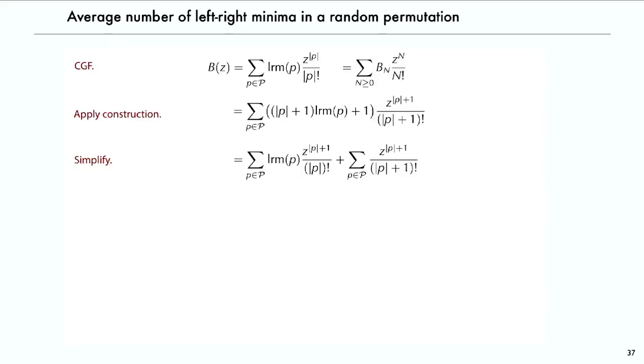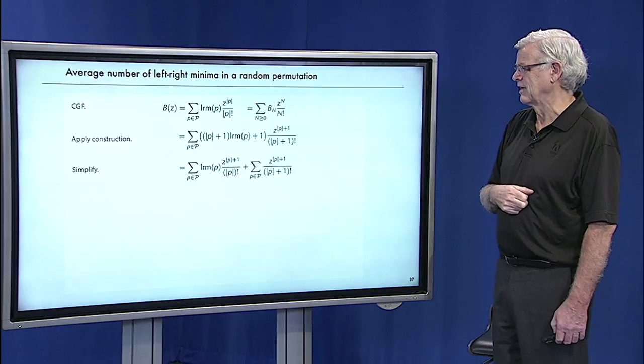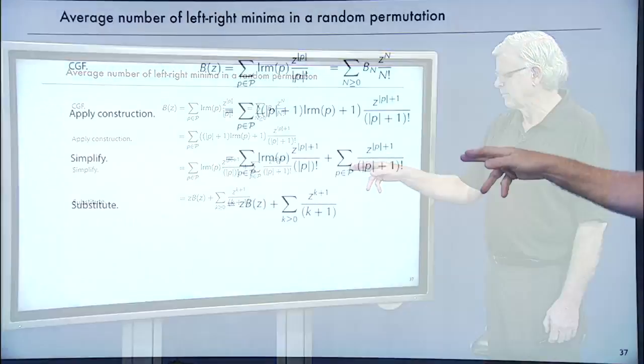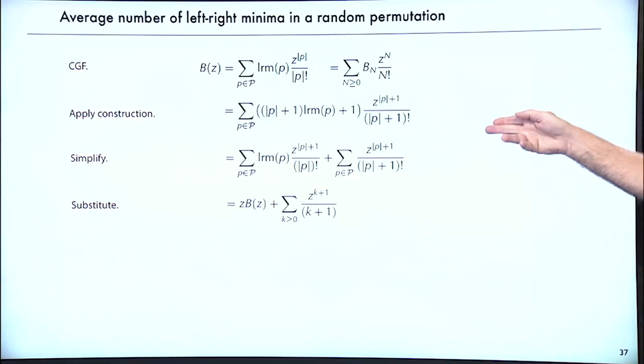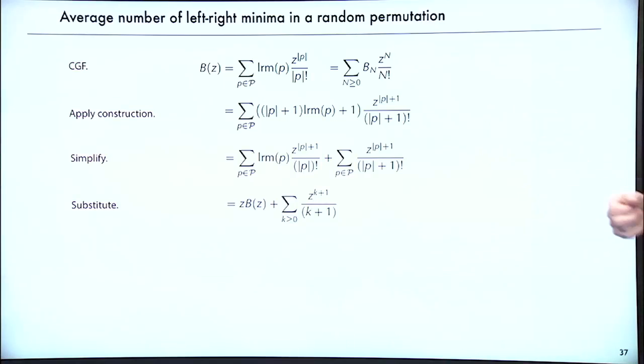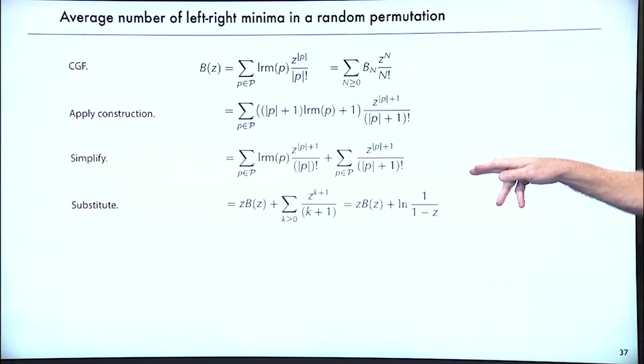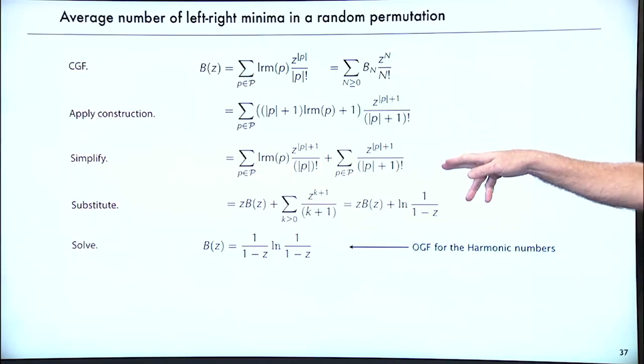The first one, if you look up at the first equation, is just z times b of z. And the second one, if you group by size of the permutation, just gives z to the k plus 1 over k plus 1, because there's k factorial permutations of size k, and that'll cancel with a k plus 1 factorial, just leaving a k plus 1. And that generating function is just log of 1 over 1 minus z. So now just solving for b of z, we get b of z equals 1 over 1 minus z times log of 1 over 1 minus z.